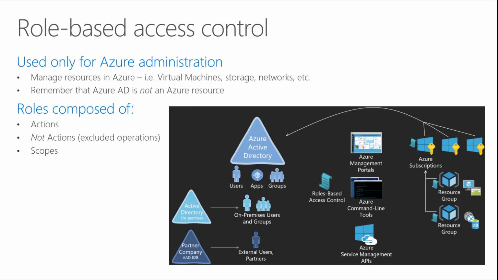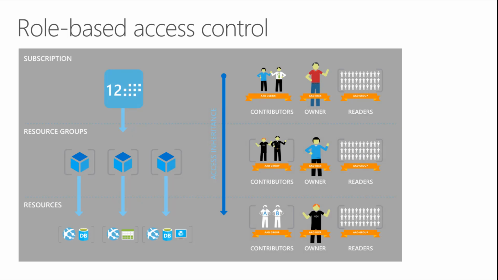So in custom roles, there are different things we'll show you in a couple slides about how we can customize these. The roles are composed of actions, not actions, and scopes. So let's talk about the scopes part here. We can apply role-based access control at 3 different scope levels: the entire subscription, the individual resource groups, which are just containers within the top level container, which is called the subscription, or resources within those resource groups.